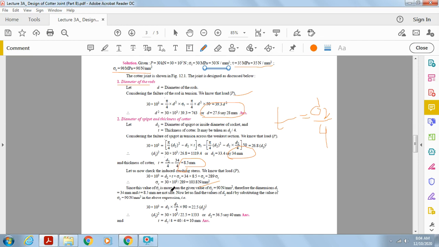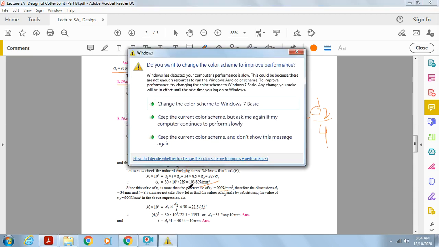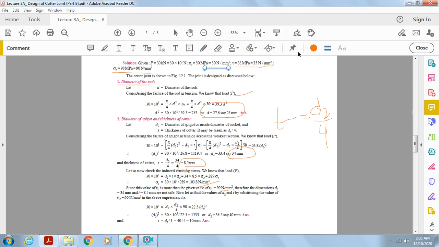Now the value of sigma c is more than the given value. The allowable sigma c is given as 90 Newton per millimeter square, but the induced crushing stress that is generated due to the application of the external force P is more than the allowable crushing stress. Therefore the dimensions d2 equal to 34 and t equal to 8.5 are not safe. That means we have to change the data accordingly, otherwise the material will fail by crushing.